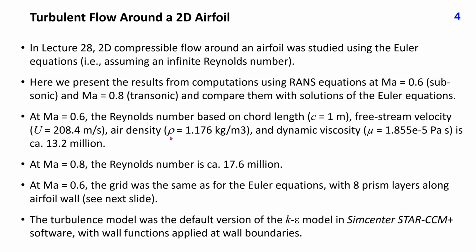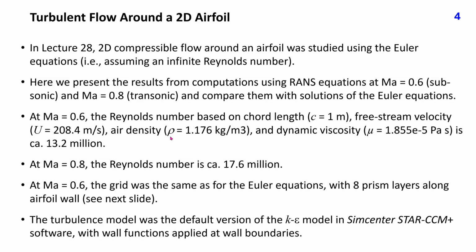At Mach number equal 0.6, the Reynolds number based on chord length c equal 1 meter, free stream velocity u equal 208.4 meters per second, air density rho equal 1.176 kilogram per cubic meter, and dynamic viscosity mu equal 1.855 times 10 to minus 5 Pascal seconds, is about 13.2 million. At Mach number equal 0.8, the Reynolds number is circa 17.6 million.